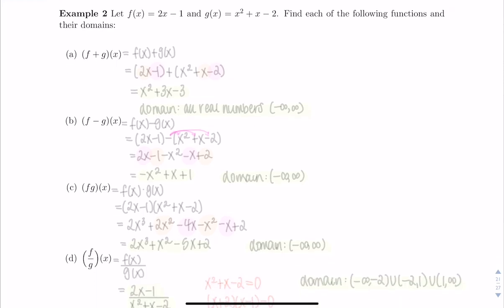So (f + g)(x) is just f(x) plus g(x). But this is 2x minus 1 plus x squared plus x minus 2. So we just want to combine like terms. We've got 2x and x, and I've got negative 2 and negative 1. So we get x squared plus 3x minus 3.